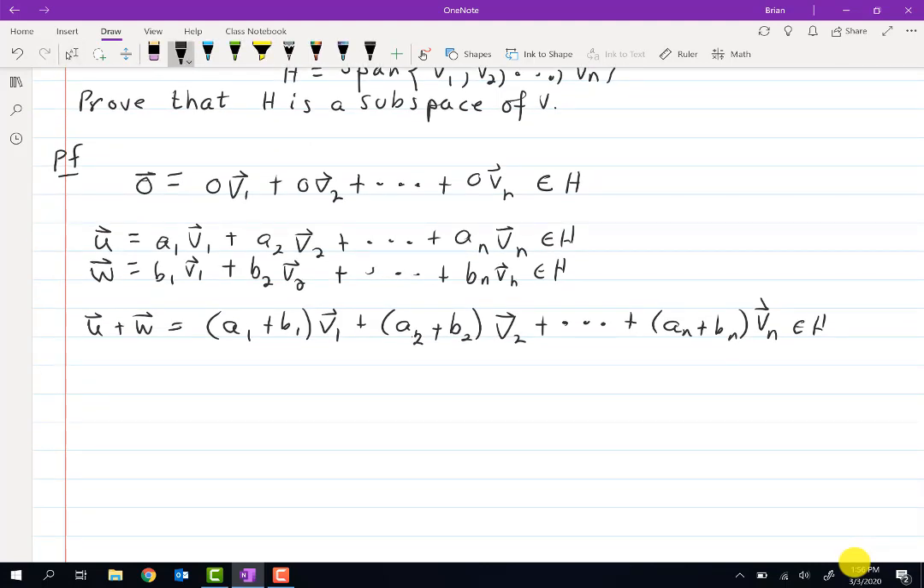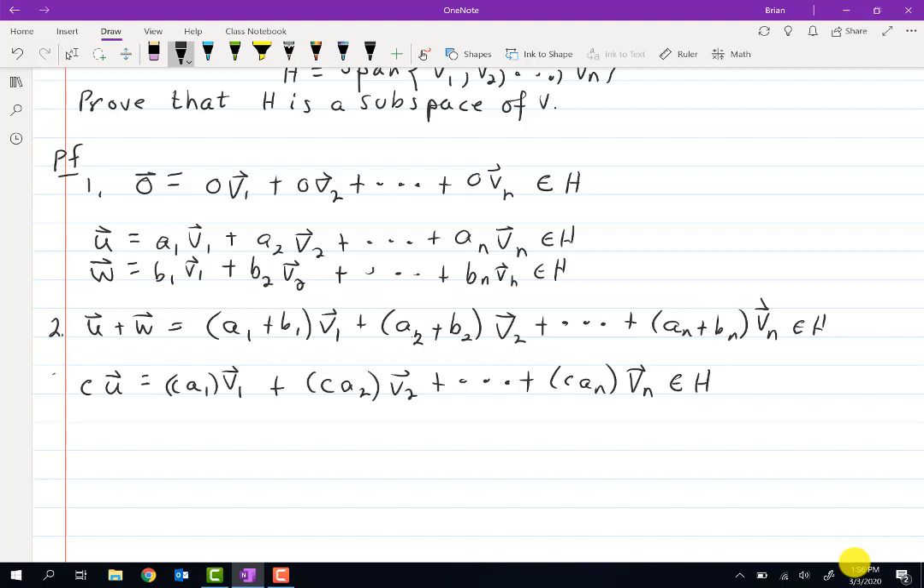And then finally, if I do something like C times U, sorry, the sound cut out, but you can see that if I apply the distributive property, I'm just going to get C times each of the coefficients. And each of those coefficients, or if you want to call them scalars, they're still real numbers. So this linear combination of the V's is in H. So those were the three properties we needed to use to prove that H is a subspace.